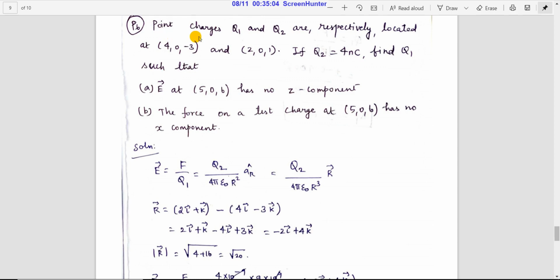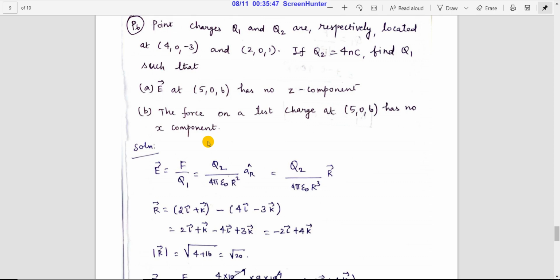Here the problem is given as point charges Q1 and Q2 are respectively located at (4, 0, -3) and (2, 0, 1). If Q2 is 4 nanocoulomb, find the Q1 such that E vector at (5, 0, 6) has no Z component, and as the B part, the force on the test charge at (5, 0, 6) has no X-axis component.